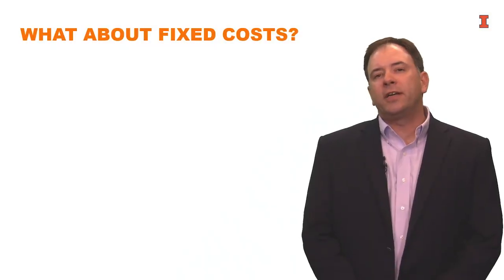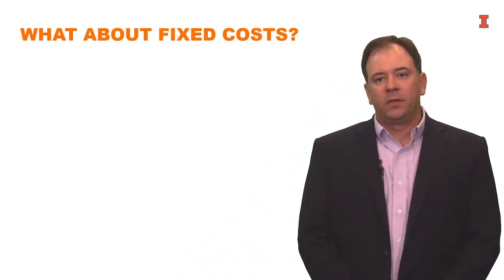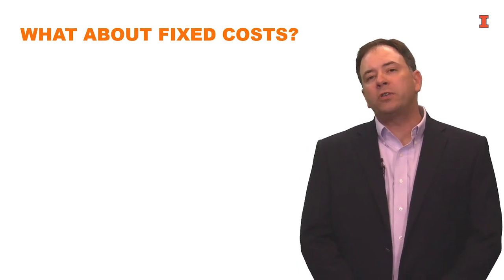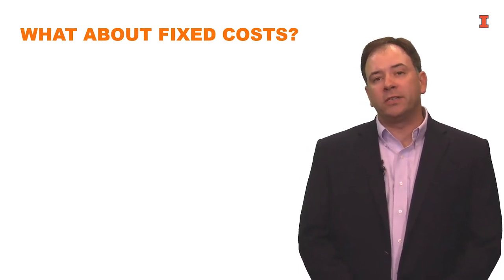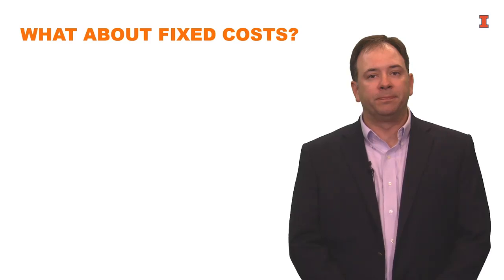So now let's turn our attention to fixed costs. And we'll show how those are calculated differently than what we just did for variable cost variances. Let's turn to the same example, but with some additional information added on.